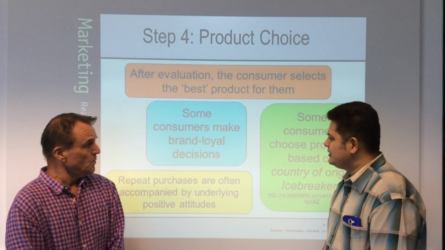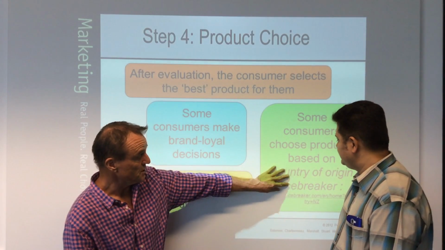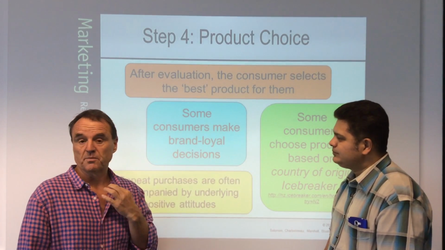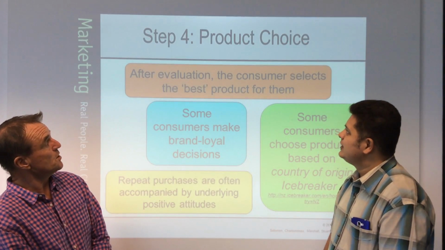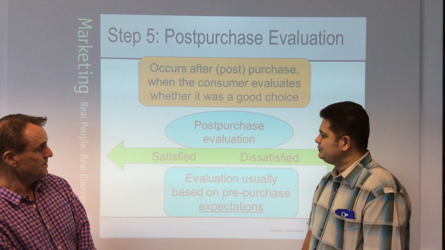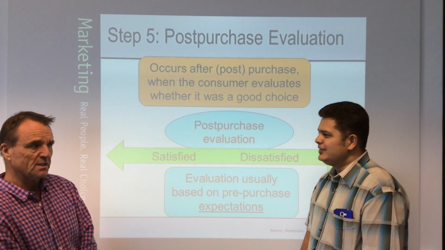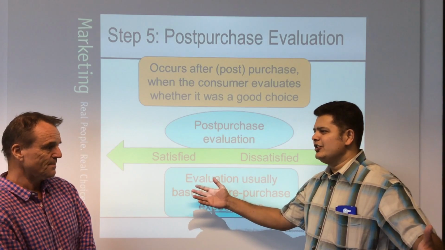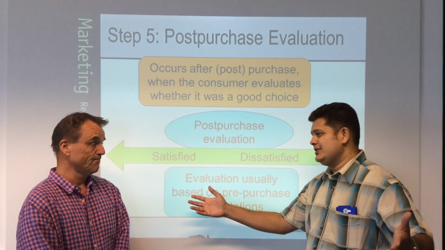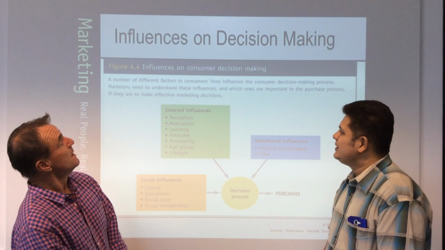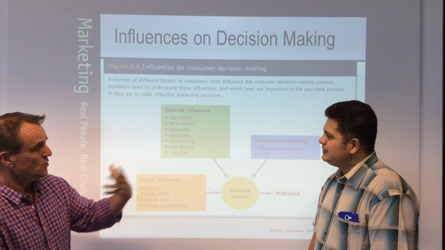We can even choose country of origin. I want something made in New Zealand. Genuine local brands. Product choice. And then, like we said, we're satisfied, we're dissatisfied, post-purchase blues. It's a continuum, you know. You could be completely delighted or completely unhappy and disappointed with everything. Okay, so what influences all those decisions?